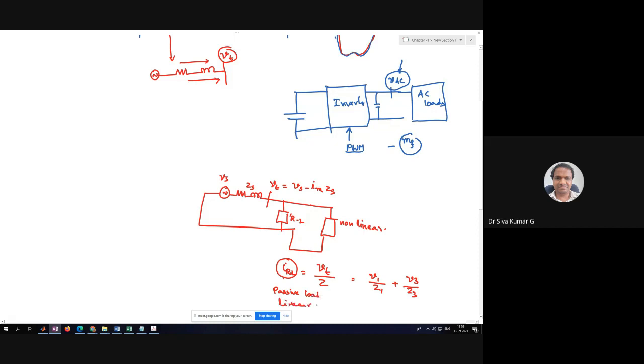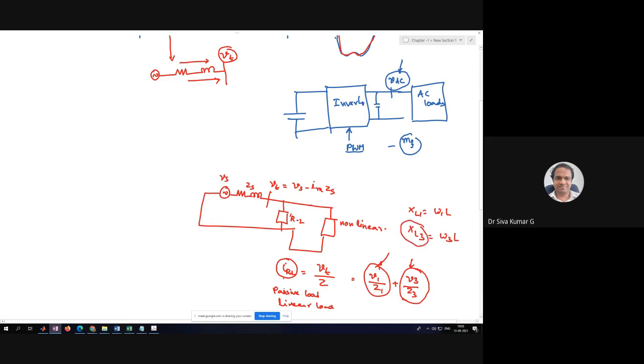But still, this load is going to have the fundamental as well as the third harmonic current. This current is not required, but still it is flowing because there is a third harmonic impedance which is going to offer it. XL is equal to omega 1 of L for the fundamental, and XL3, which is omega 3 times L, is going to offer this third harmonic reactance.